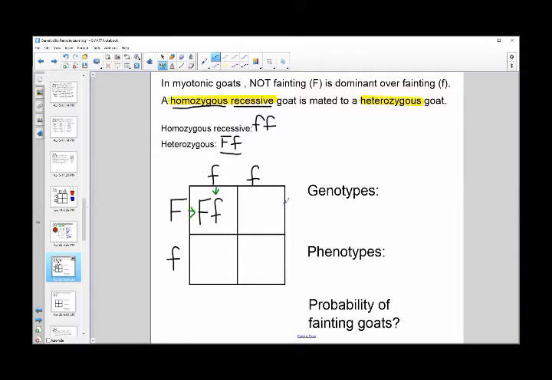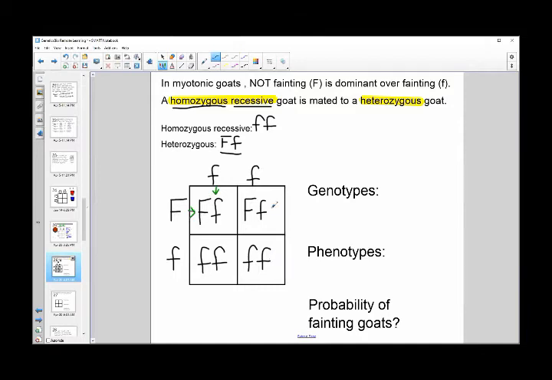We always write the dominant gene first because that's the one that's going to take over if it's present. This box, we are getting a little f from the top and a big F from the side. So this box would be big F, little f as well. For this third box, I am getting a little f from the top and a little f from the side. So this combination would be little f, little f. And for this box, I am getting a little f from the top and a little f from the side. So this one would also be little f, little f.